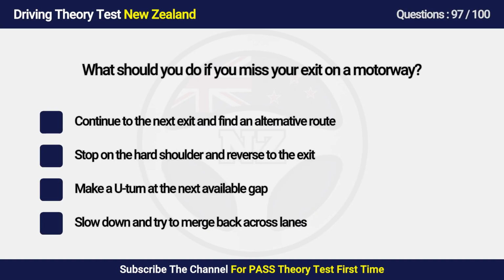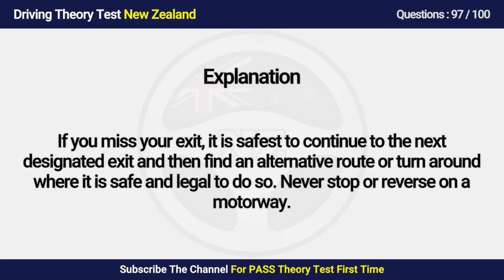What should you do if you miss your exit on a motorway? A. Continue to the next exit and find an alternative route. B. Stop on the hard shoulder and reverse to the exit. C. Make a U-turn at the next available gap. D. Slow down and try to merge back across lanes. Answer is A. Continue to the next exit and find an alternative route. If you miss your exit, it is safest to continue to the next exit and then find an alternative route or turn around where it is safe and legal to do so. Never stop or reverse on a motorway.